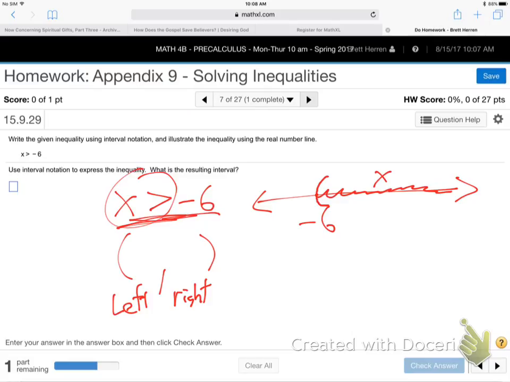Right? Now, it's easy to go from the number line answer to the interval notation answer. So the left edge is -6. What's the right edge?